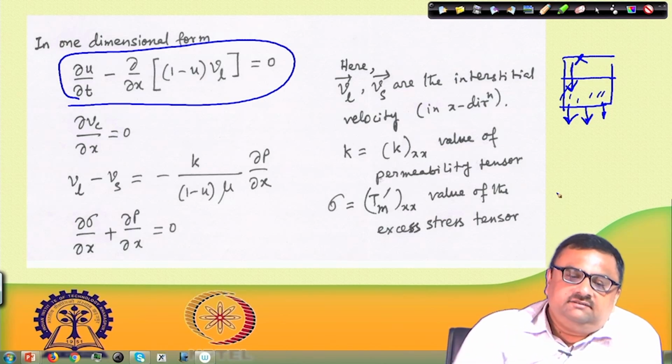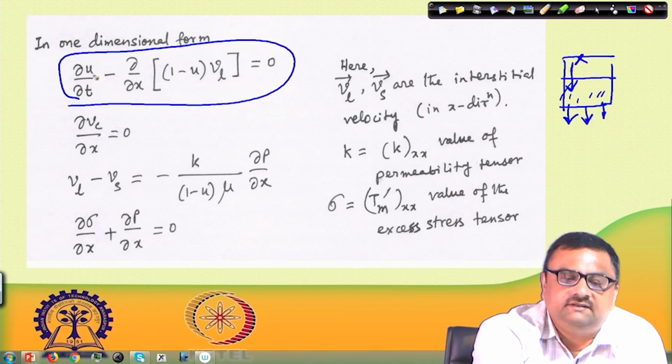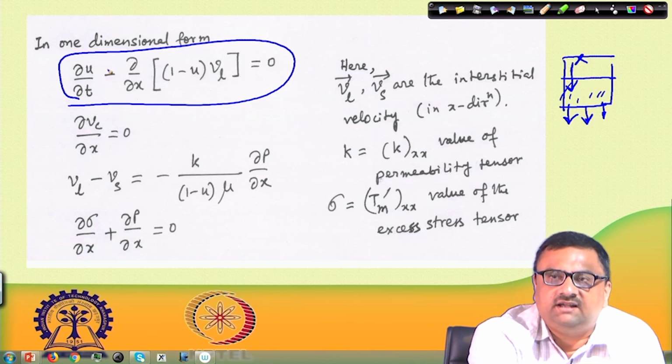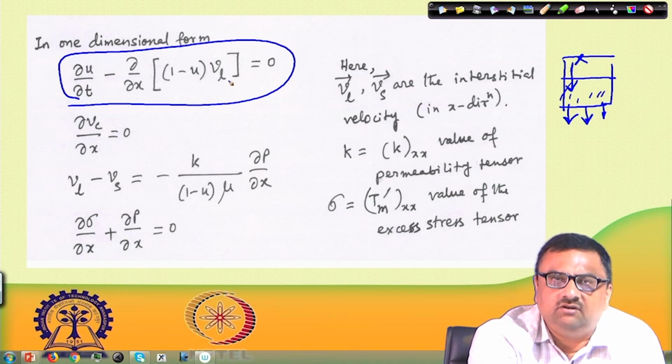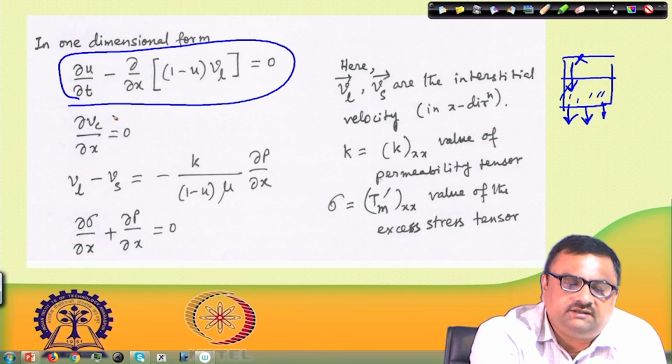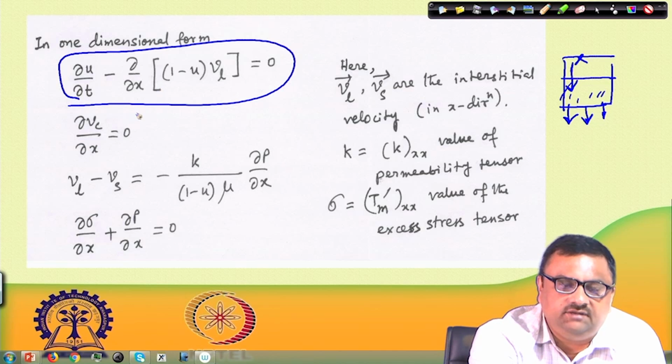So, in that case del x of 1 minus u into VL. This is only the liquid part of the mass conservation, which since density is constant we are talking about the volume conservation. So, this is how it is. And on the other side is del Vc del x, we said that this Vc would be constant, the composite velocity we just now mentioned.